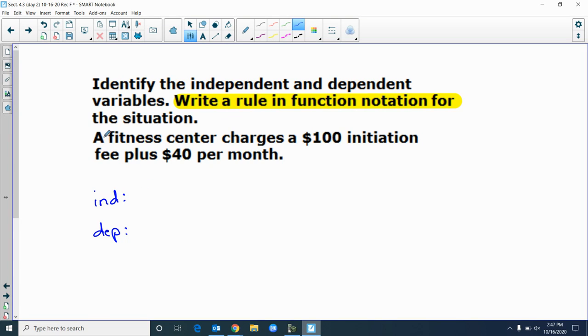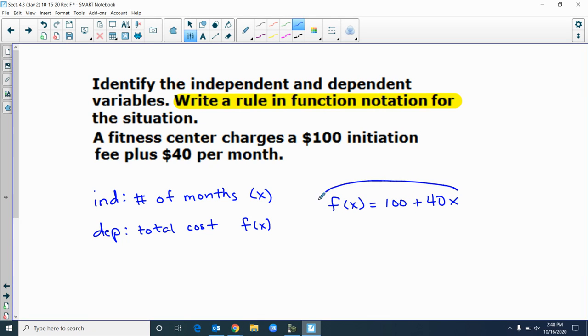So we got a fitness center charges $100 initiation fee plus $40 per month. All right, what's going to drive the cost? That is going to be the number of months. So that is the independent variable, number of months. The dependent is going to be total cost. So if you want to let x be the number of months, then the dependent is going to be f of x. So f of x equals $100 plus $40 per month, which is 40x. So that is going to be the equation.